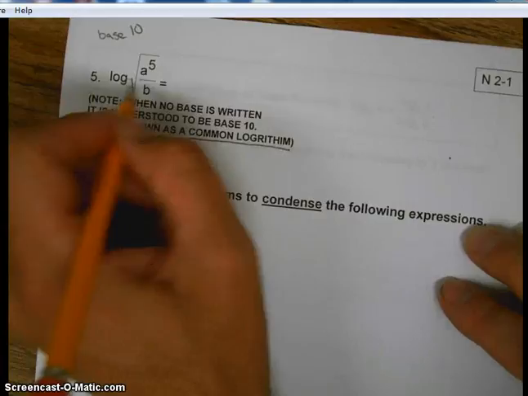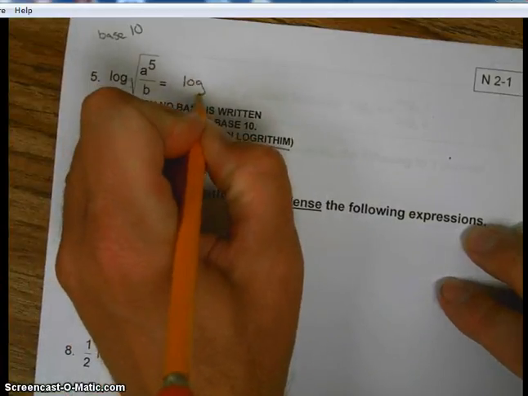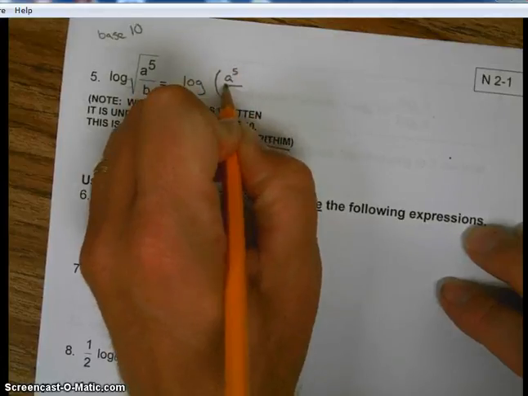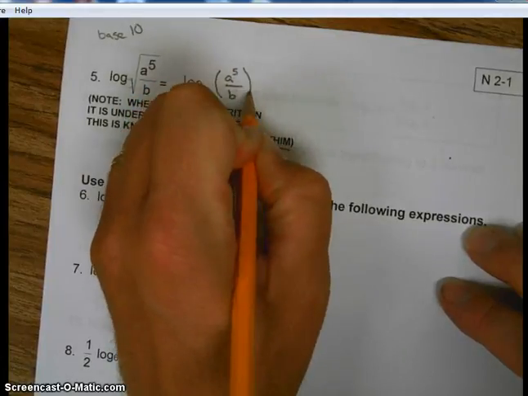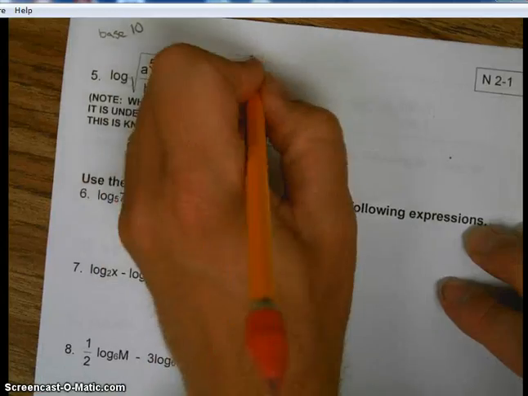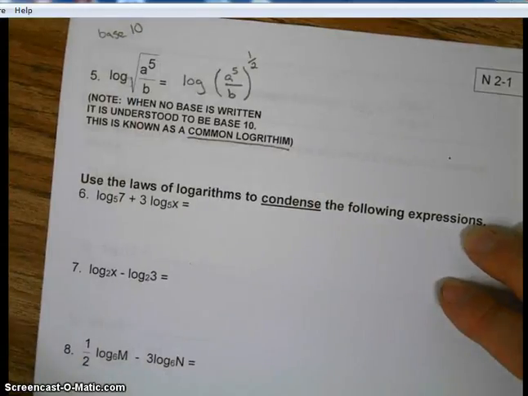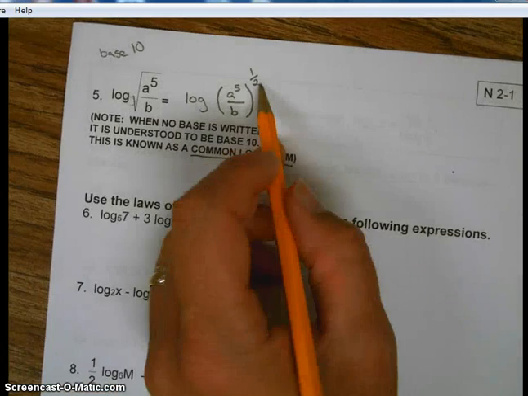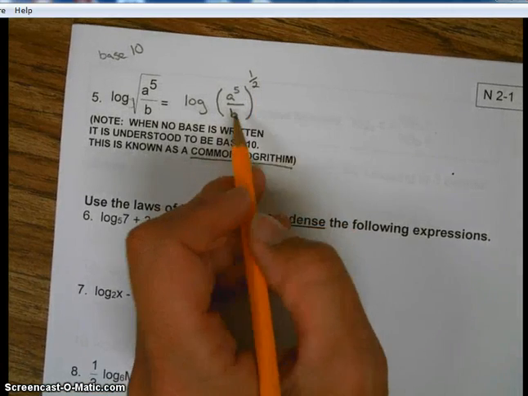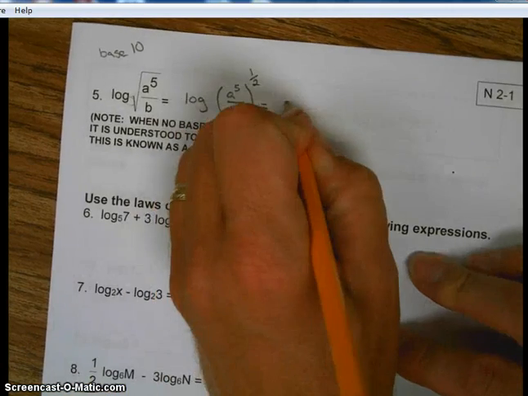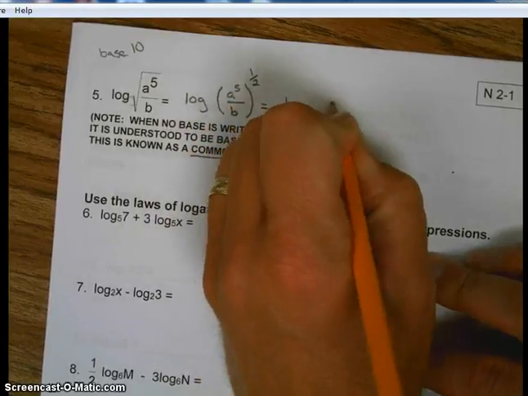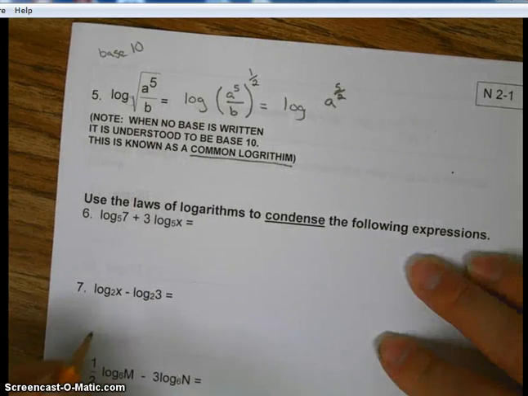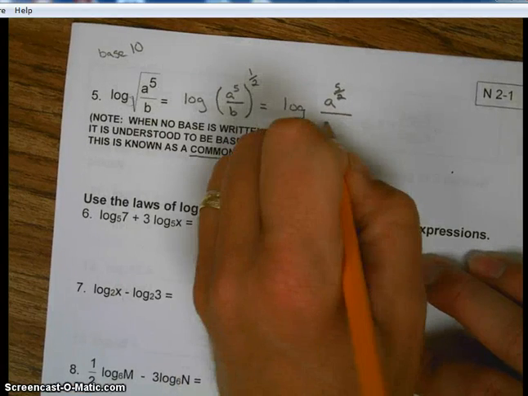All right, so I'm going to go ahead and rewrite this. Log, I'm going to put this in parentheses. And instead of a square root symbol, I'm going to use a 1/2. Now, before I expand this out, I'm going to go ahead and distribute the 1/2 onto each term. So we're going to have log, and on top we're going to have 5 times 1/2, or 5/2, over b to the 1/2 power.